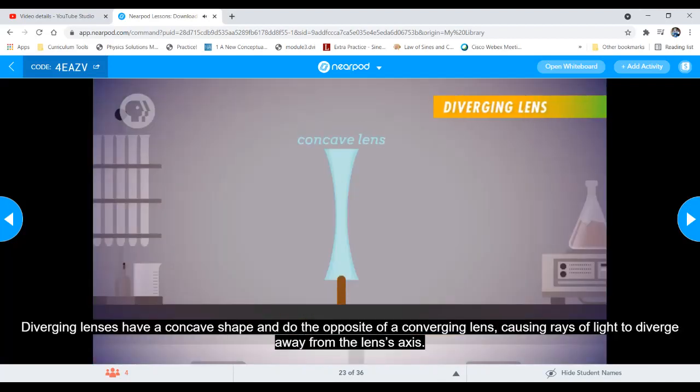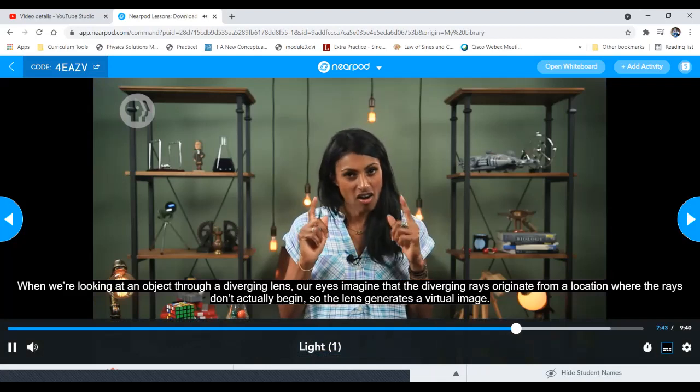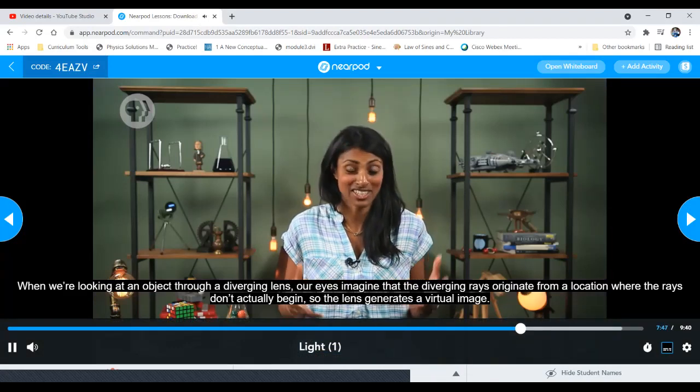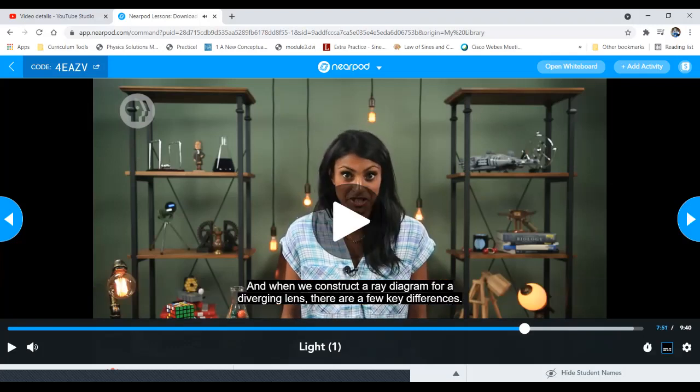Diverging lenses have a concave shape and do the opposite of a converging lens, causing rays of light to diverge away from the lens's axis. When we're looking at an object through a diverging lens, our eyes imagine that the diverging rays originate from a location where the rays don't actually begin, so the lens generates a virtual image. That'll be something else I need in your notebook.